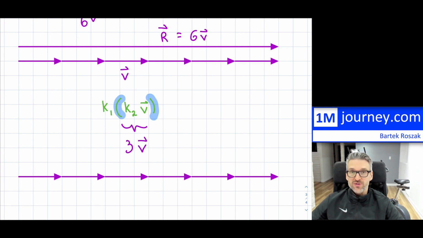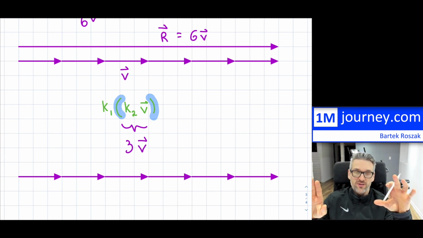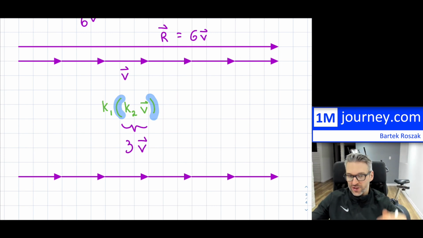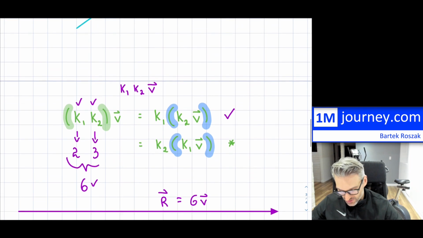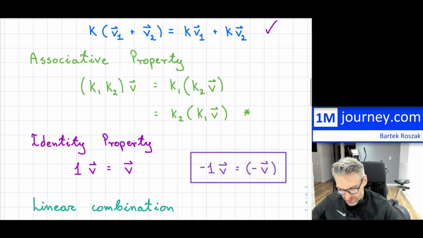That's what the associative property says. That with scalars, you can multiply the two scalars together and then scale the vector, or you can multiply one of the scalars times the vector, and then the result can be scaled by the other scalar, and you're going to get exactly the same thing. So that's the associative property.